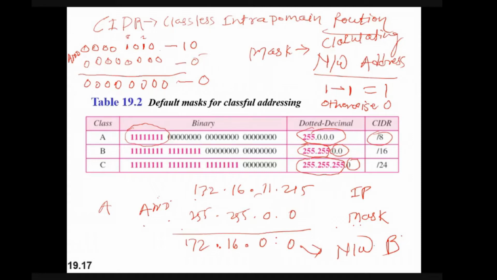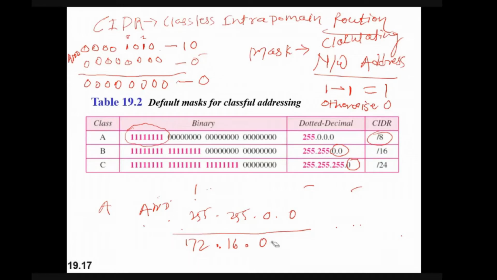So I hope you have understood how to find a network address with the help of a mask, and how to remember the mask for class A, class B, and class C. Only make the network part 255 and the host part 0. In class A, the first decimal is 255 and the others are 0. In class B, the first two decimals are 255 and the others are 0. In class C, the first three decimals are 255 and the others are 0. Am I right? Okay.